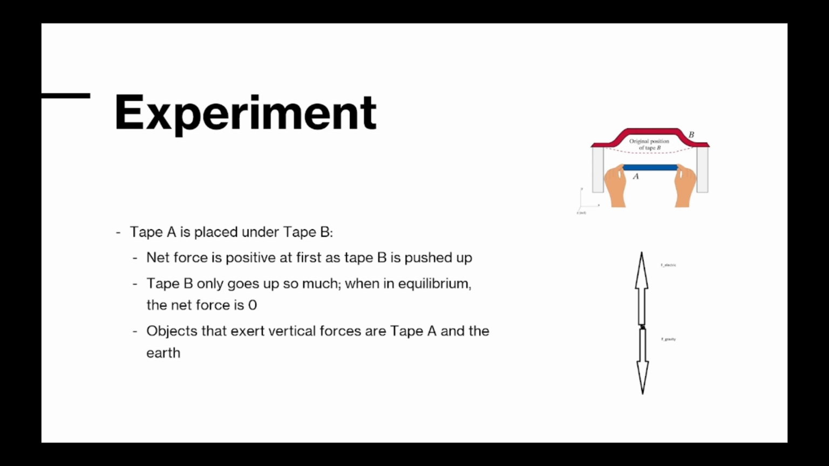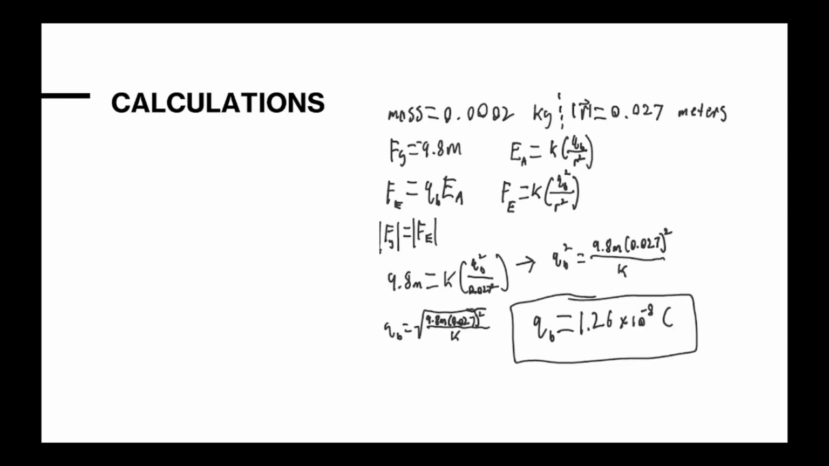The objects that exert vertical forces on tape B are tape A and the Earth. Here are the calculations. This was used to calculate point charge in the computational model now.